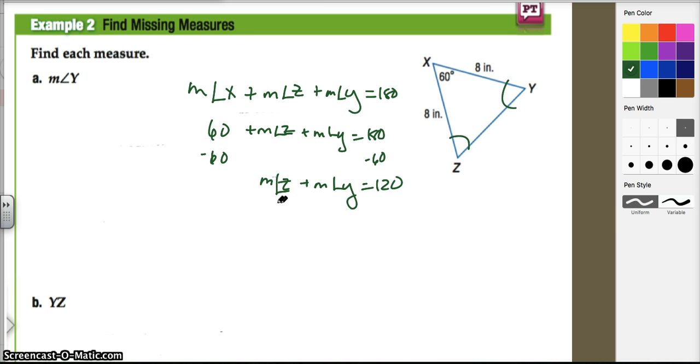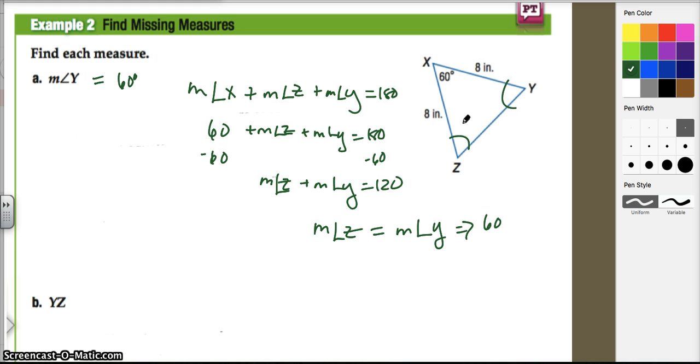If this is the case, and I know that these two angles are congruent, I can clearly say that the measure of angle z is equal to the measure of angle y, which implies from this information that it's equal to 60 degrees. Therefore, the measure of angle y is 60 degrees.